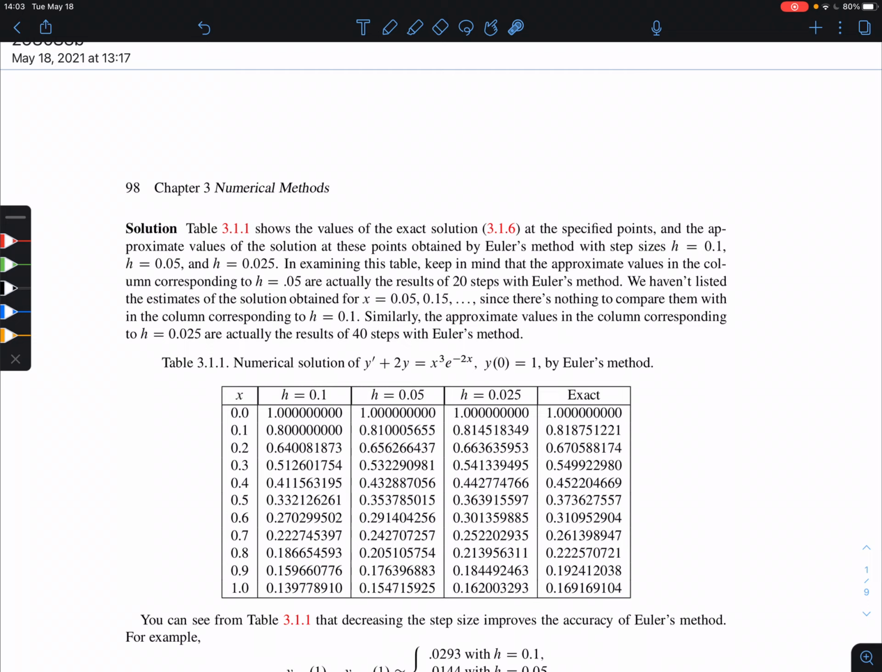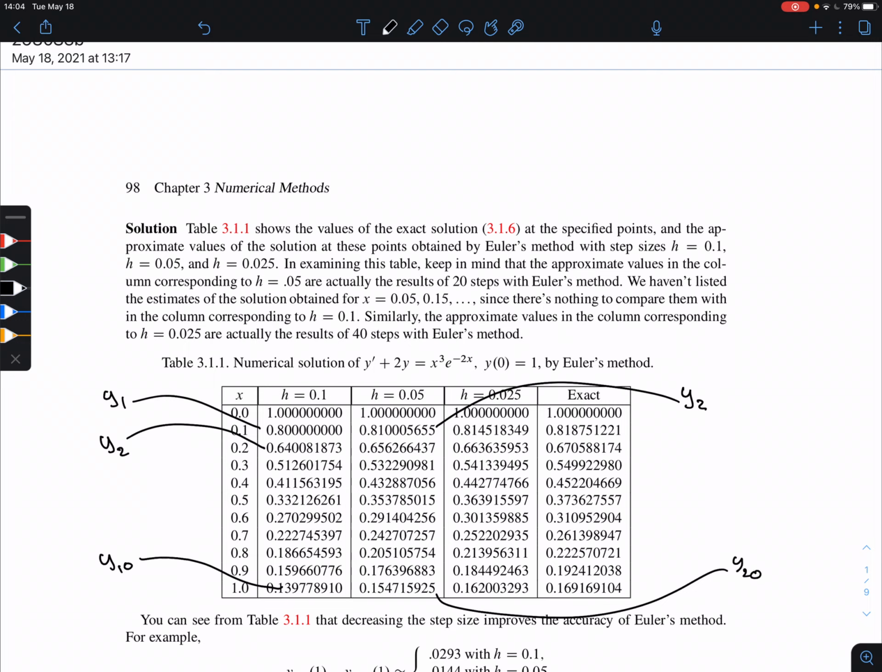So let me write it down here. This one we said here is y2, right? And this one was y1. In this calculation, this is already y2. They didn't write down y1, but it is an intermediate calculation, right? So remember, the smaller h you take, the more steps you're going to have to do. So this one was y10, but if you take half the size, well, you're going to have to do twice as many steps. So this is y20, okay? And then for 0.025, that is again half of the previous one, so you're going to do 40 steps, right?